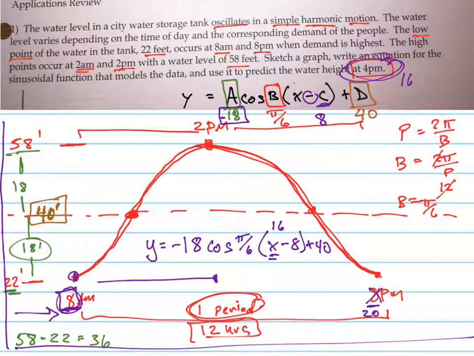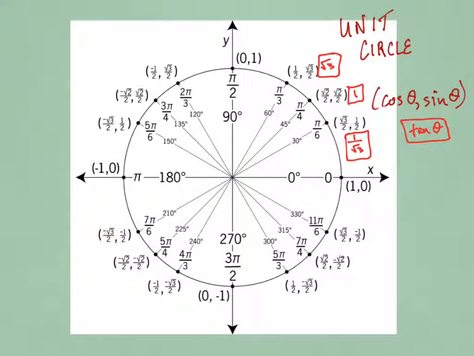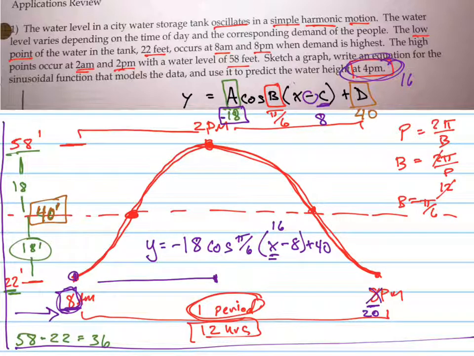That gives me 16 minus 8 is 8. What's 8 times pi over 6? That's 4 pi over 3. What's the cosine of 4 pi over 3? You need your unit circle. Cosine of 4 pi over 3 is negative 1/2. So negative 1/2 times negative 18. What's negative 1/2 times negative 18? Positive 9, and then 9 plus 40 is 49. So at that time, it's going to be somewhere up here, and it's going to be 49 feet. 49 feet. Make sense?